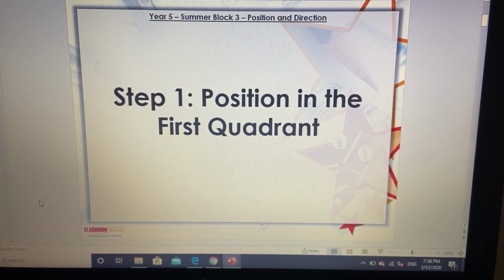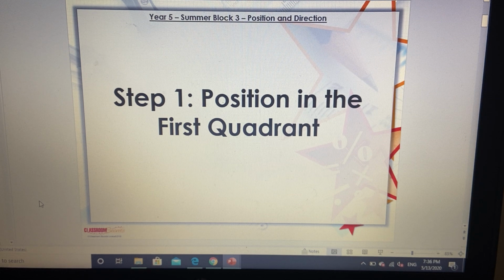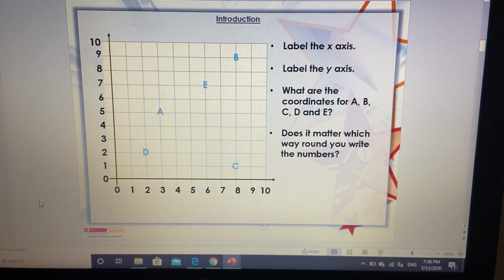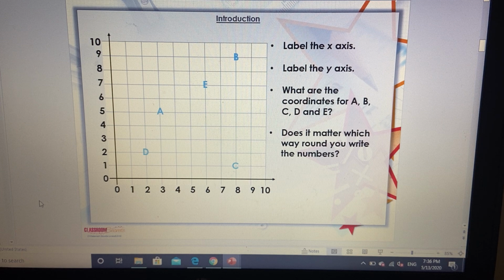Hello Year 5, and this is my first maths video for the home learning and also for our new topic, which is position and direction. This time we're going to look at the position in the first quadrant. Now this is actually something that you'll probably remember from Year 3 and Year 4. So we're going to go through the steps.